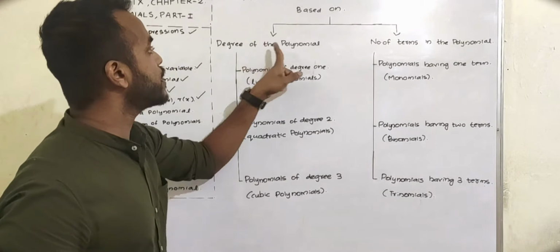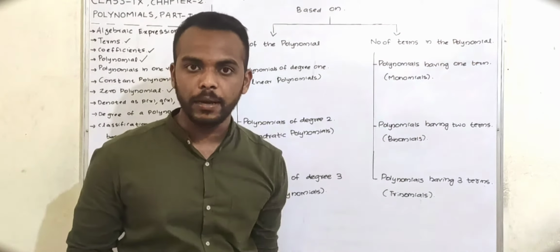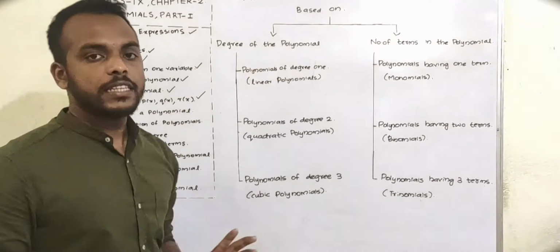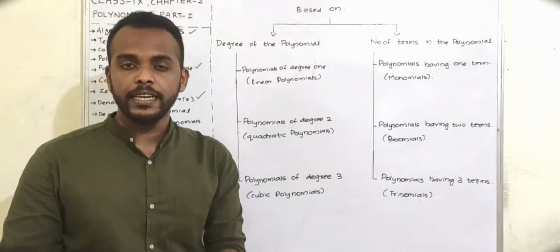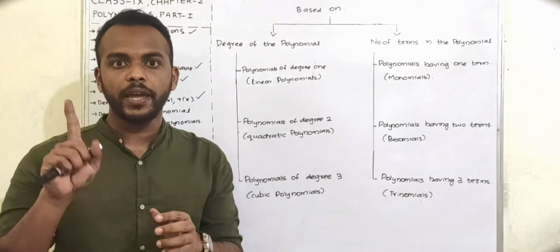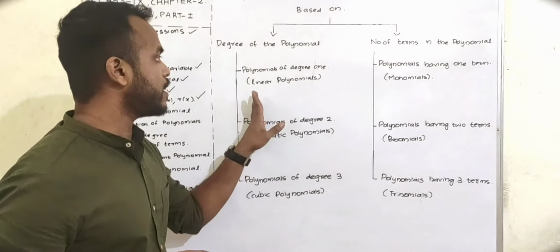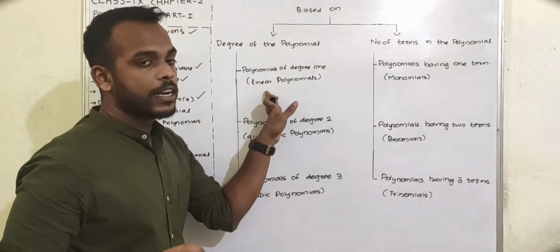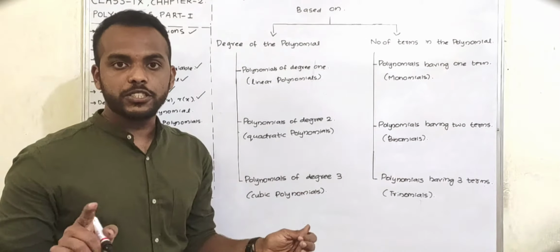First one is based on the degree of the polynomial, then based on the number of terms in the given polynomial. First one is, if the degree of the given polynomial is 1, how can you say a degree is 1? Yes, the highest power of the variable should be 1. Such type of polynomials are classified under linear polynomials or polynomials of degree 1. It can also be called first degree polynomial.